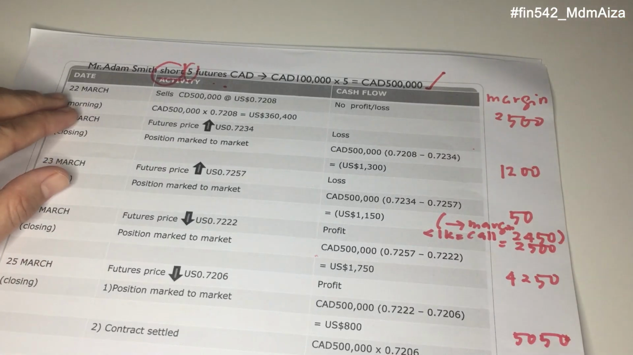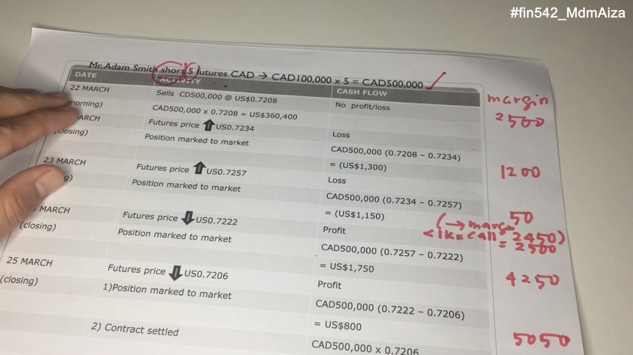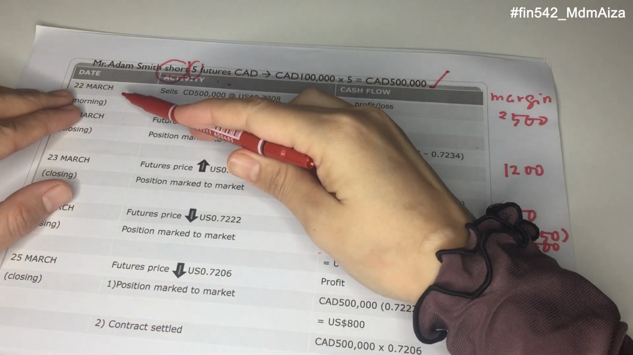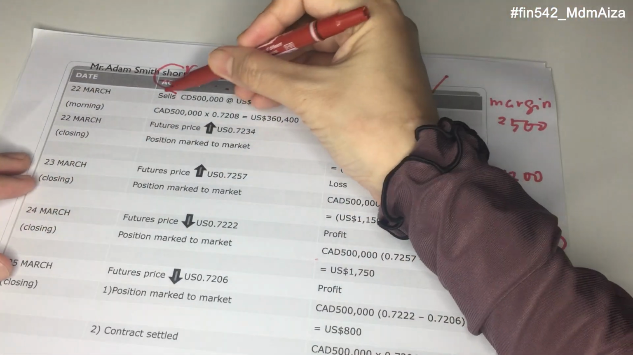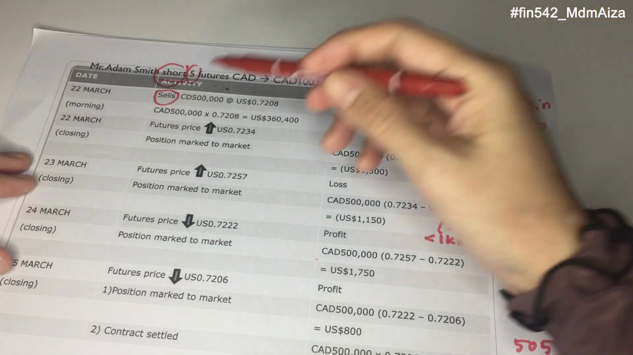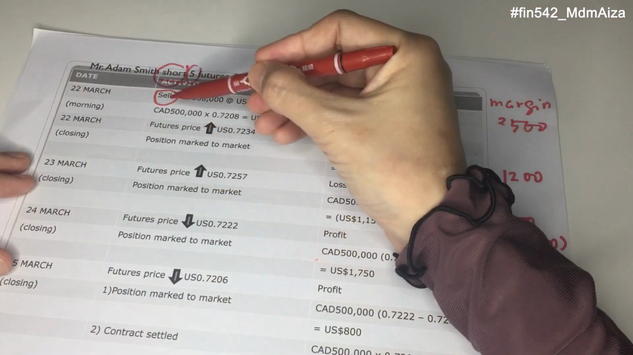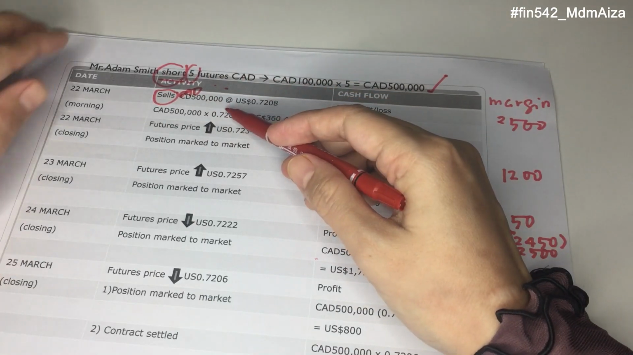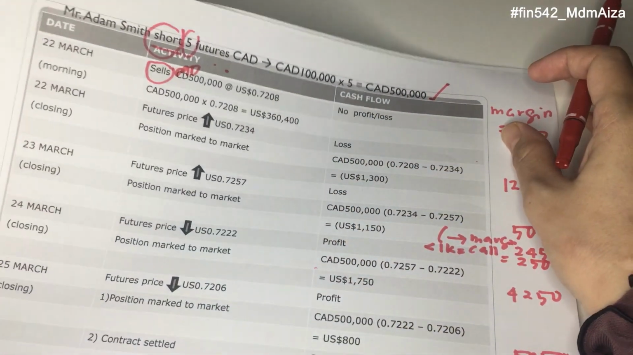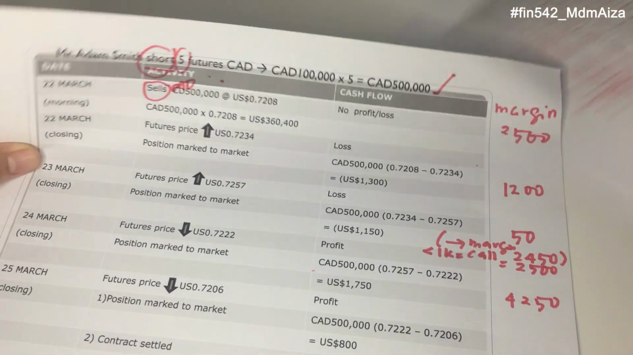Okay, now on the first day, write up the 22nd of March. My activity is a sell. You need to write the sell keyword. Sell what? Sell CAD. Sell CAD 500,000 at what? At 0.7208.